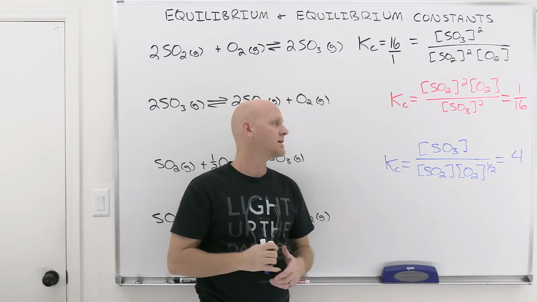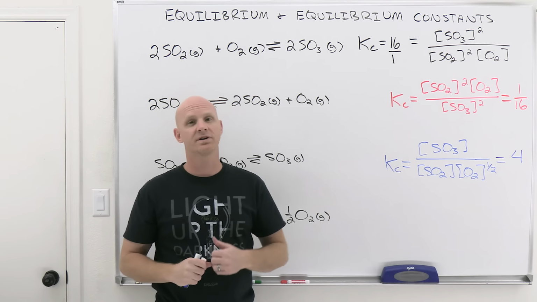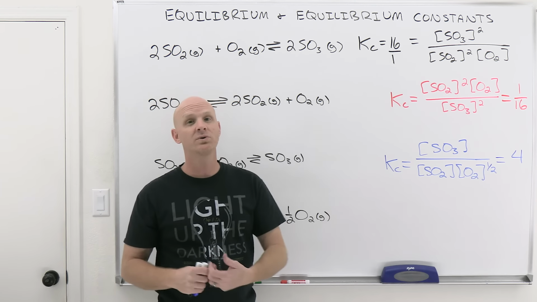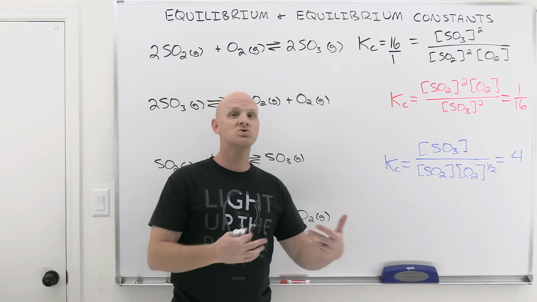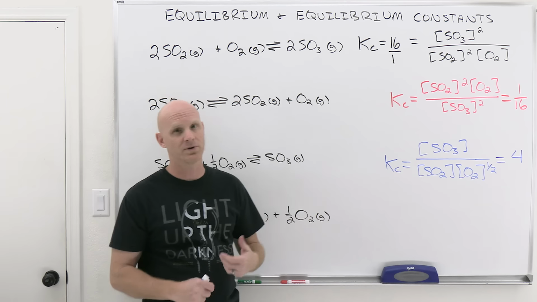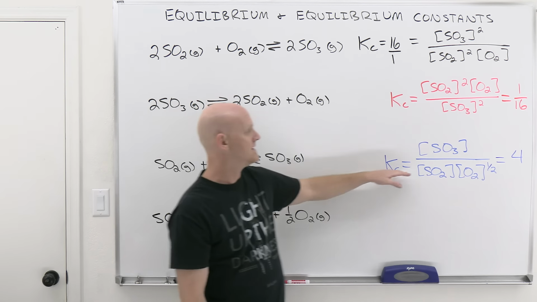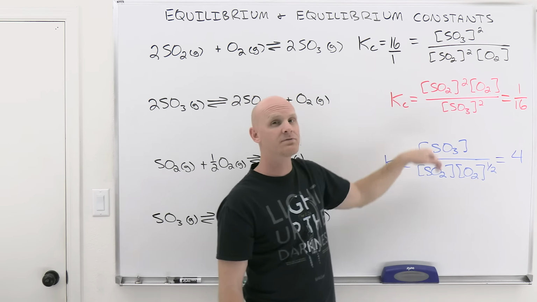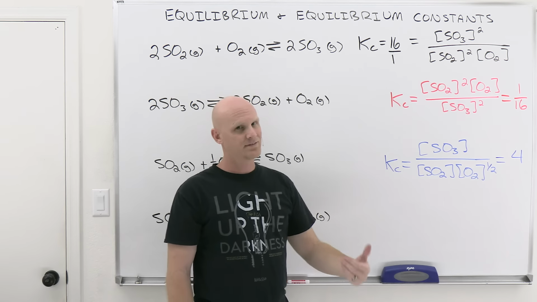And so cutting your coefficients in half, square root. Cutting them to 1/3 of their value, cube root. Doubling them, square the equilibrium constant value. Tripling them, cube the equilibrium constant value. That's kind of how that works. And again, you can figure it out if you just do a simple comparison of the equilibrium constant expressions, but that's kind of time consuming.